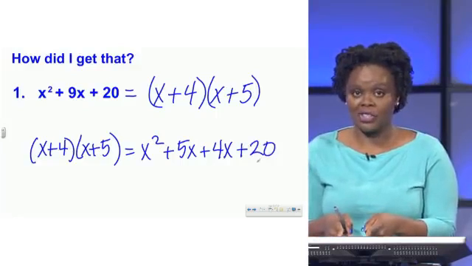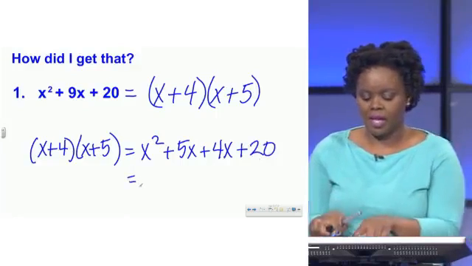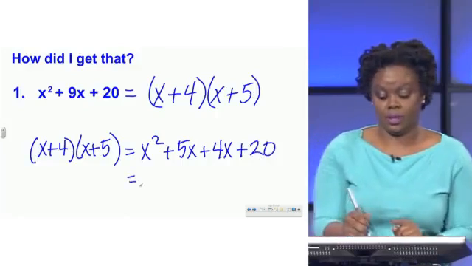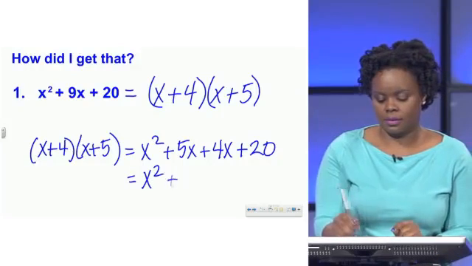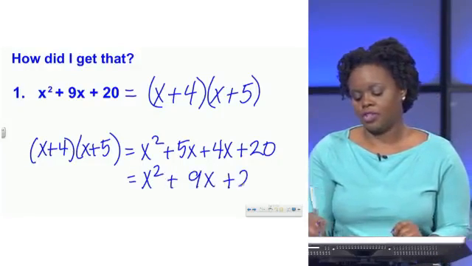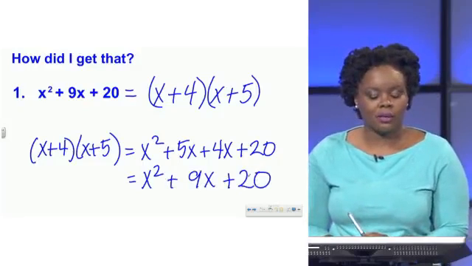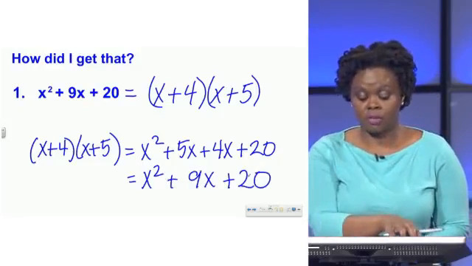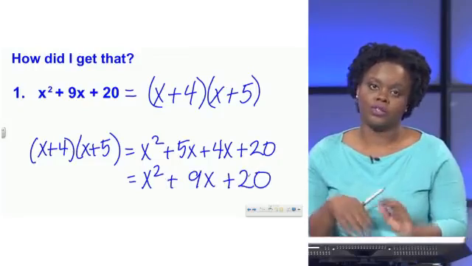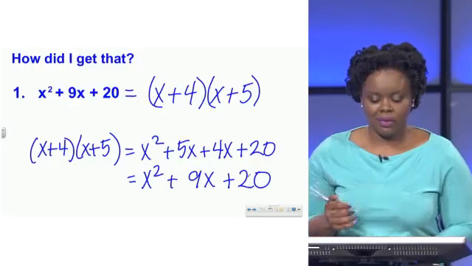Then you see you've got like terms to combine, right? The 5x and the 4x will give you 9x. And then you've got your x squared plus 9x plus 20. So you can see there, if you've multiplied your factors out, you can check your answer to make sure that you got it right. Okay?